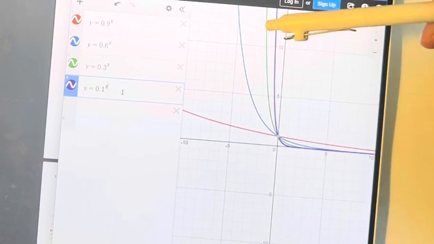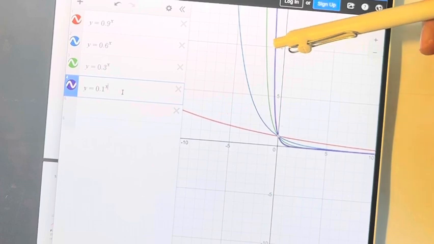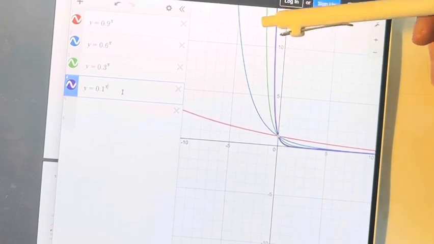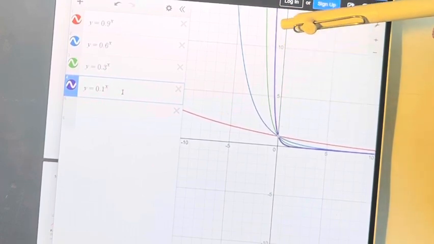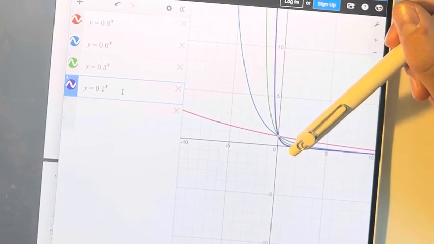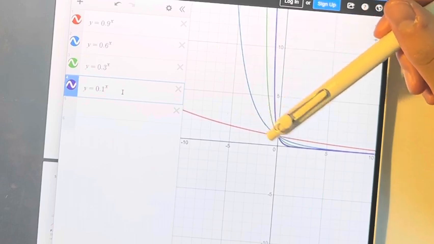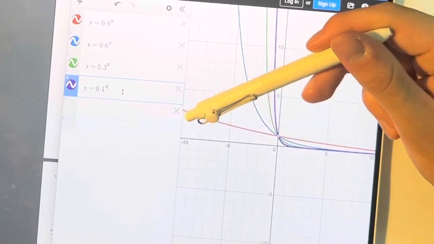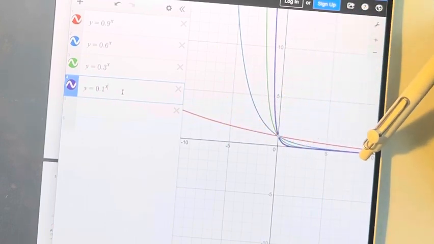So this 0.1 to the x decreases very, very quickly, whereas the 0.9 decreases very, very slowly. The rate of decrease is directly related to the base. So the lower the base for these fractional bases, the higher the rate of decrease. So 0.3 is not as steep as 0.1, but it's still more than 0.6, which is more than 0.9, which barely looks like it's decreasing at all for a while.